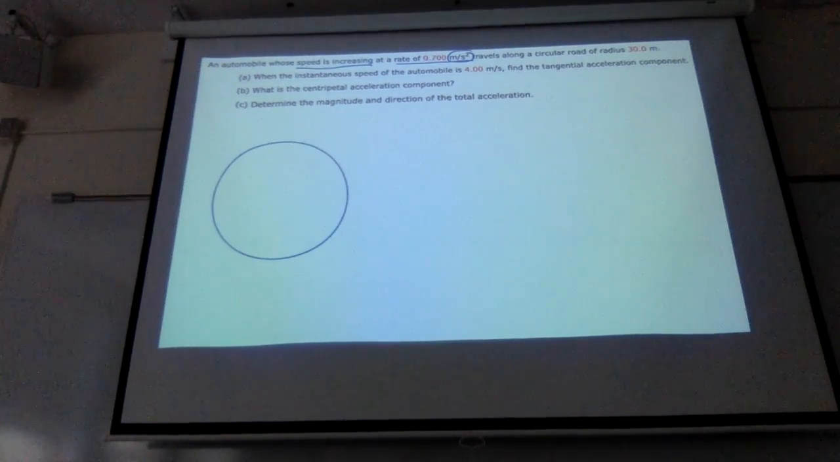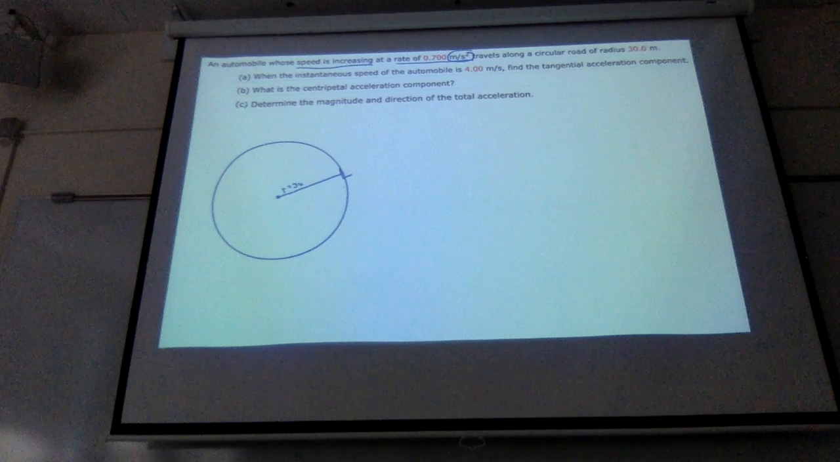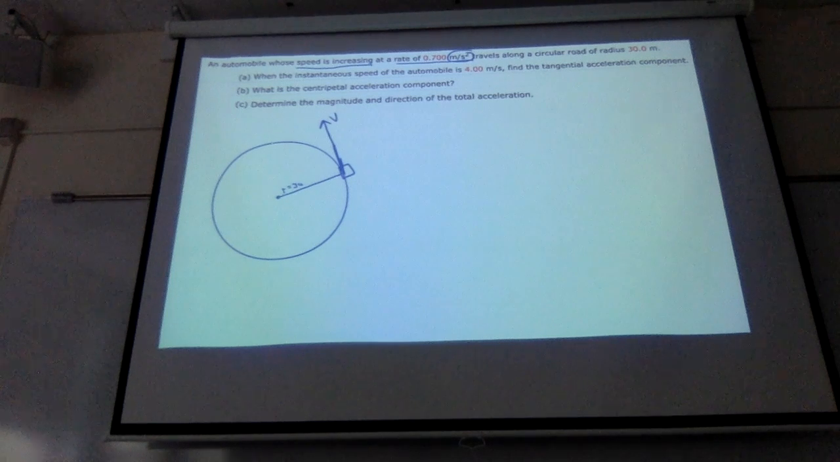All right? So we have an automobile whose speed is increasing at this particular rate. Notice a couple of things. Meters per second squared, that's an acceleration. Increasing speed, acceleration. Okay? And we're on a circular road of radius 30 meters. So let's start with a circle. And let's say that it has a radius of 30 meters. So R equals 30. And let's say that the car is right here. And it's going to have a velocity that's tangent to that circle. So there's my velocity.